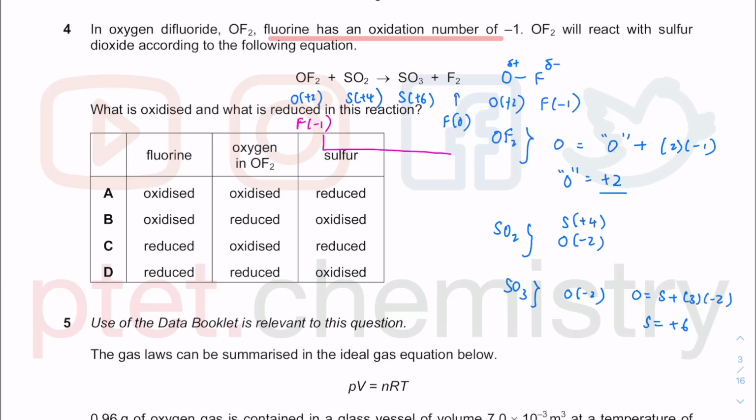Fluorine -1 going to fluorine 0 is an increase in oxidation number, so this is oxidation. The oxygen in OF2, +2 going to -2, is a reduction because there is a decrease in oxidation number. Reduction for the oxygen and oxidation for the fluorine. What do I get now? Which means the sulfur is also getting oxidized, +4 going to +6. So that leaves option B as the only possible correct answer.